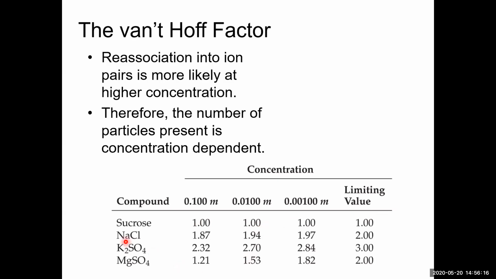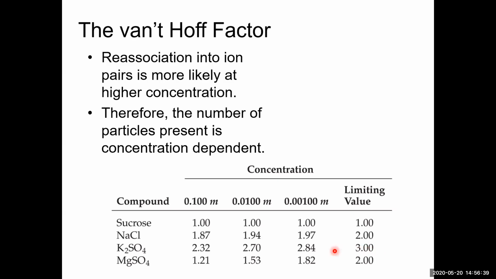If you look down here at the potassium sulfate, there are 3 particles there, 2 potassiums and 1 sulfate. Remember when we put polyatomic ions into water, they don't break into smaller pieces of sulfur and oxygen. They just stay as sulfate. So we'd have 2 potassium, 1 sulfate. That's a total of 3. That's our limiting value here.